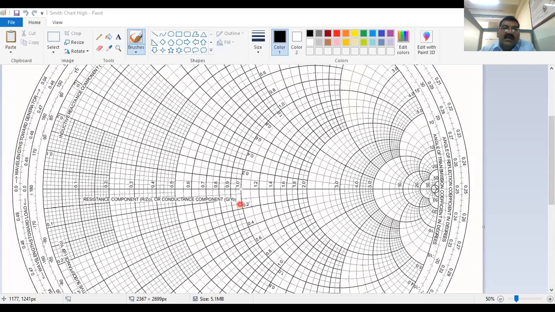Here I'll draw it in a dotted manner. This is your dotted line of 1.